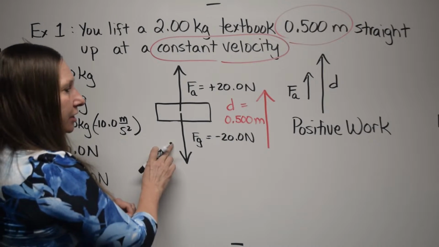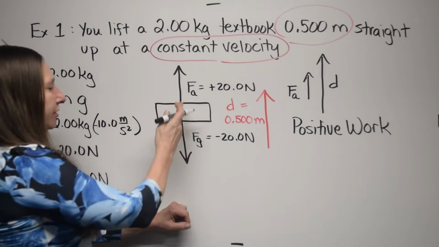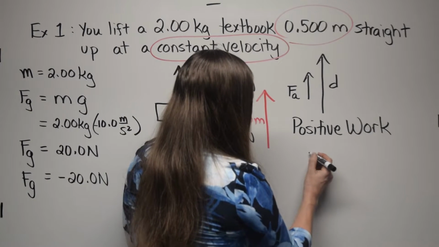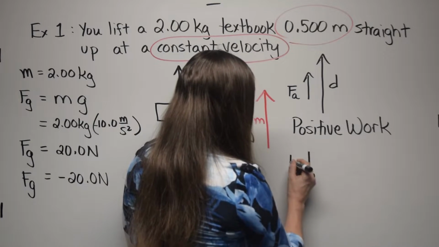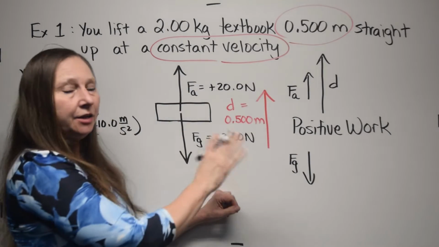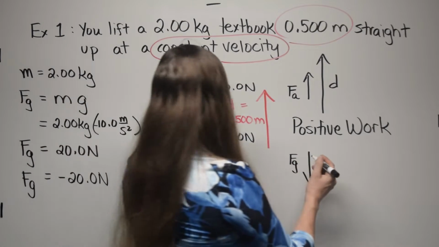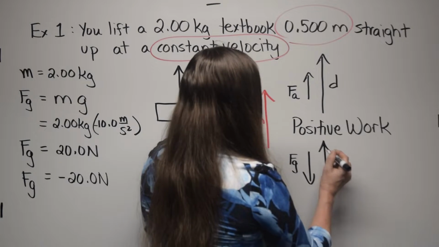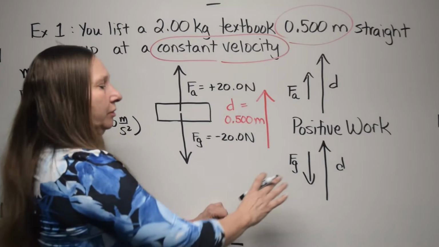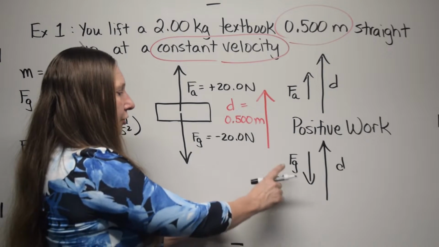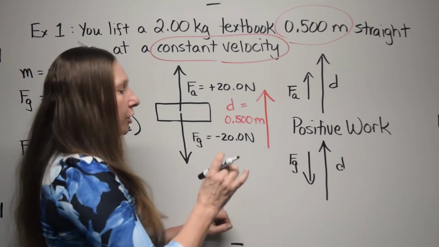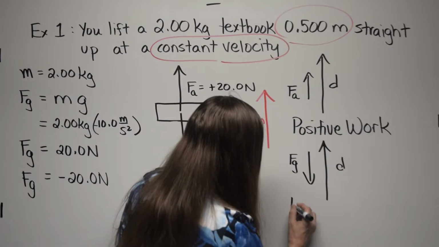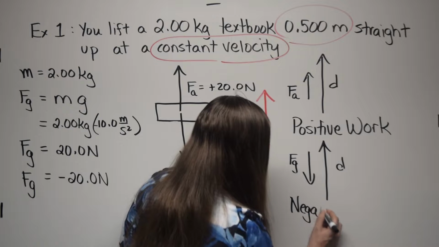Now, let's look at the gravitational force. Gravitational force is straight down, displacement straight up. I'll put it over here so you can see Fg. I'm not doing anything here to scale. We just want to get the directions right. Now, the displacement is up, and they are parallel to each other. So the gravitational force is also doing work, but because they are in opposite directions, the gravitational force is doing negative work.